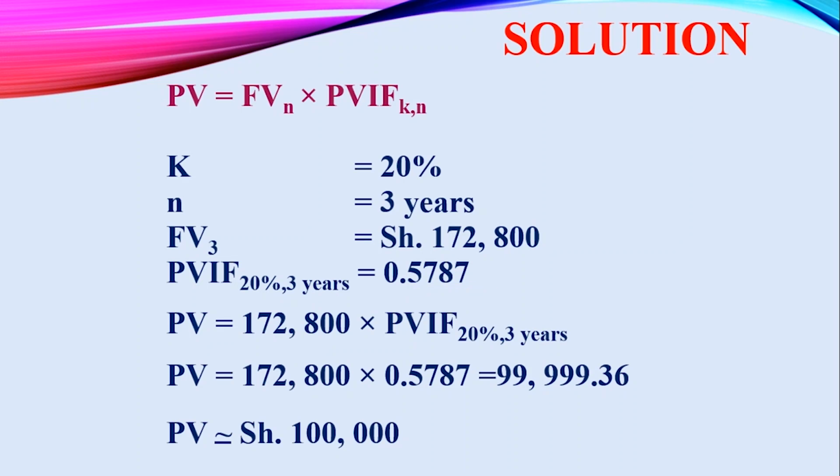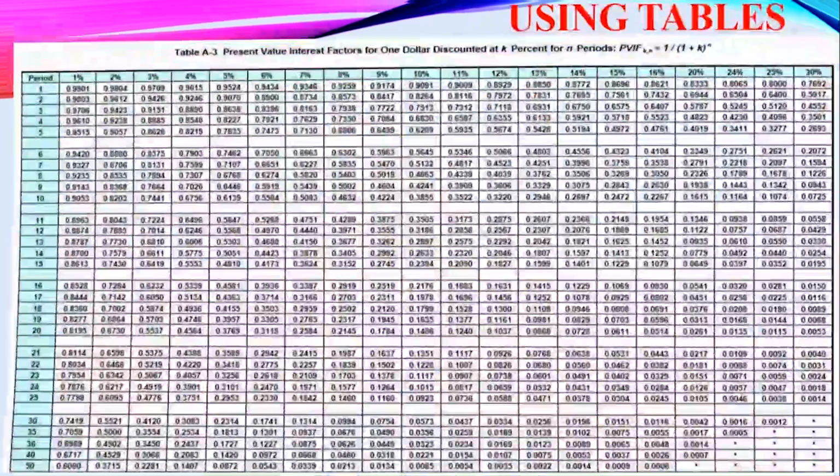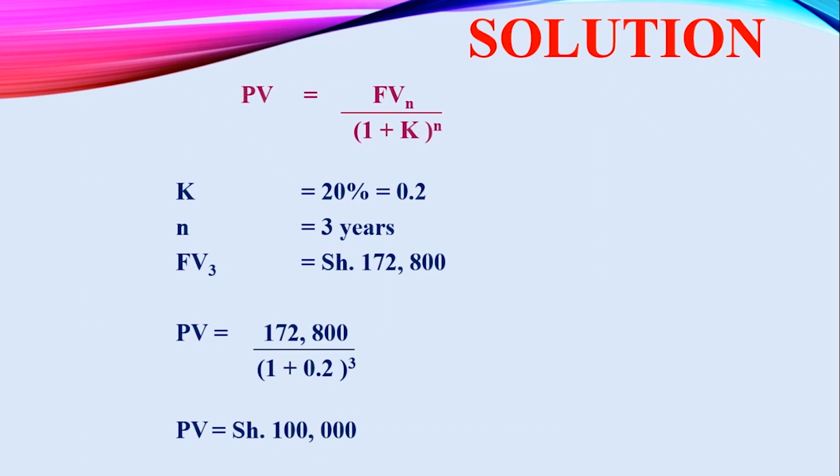So I replace that in the formula. My present value will be given by 172,800 multiplied by 0.5787, which is 99,999.36, which is approximately 100,000. And if you check from our previous solution, we got the same. So you can either use the tables, or you apply the formula, which will lead you to the same solution.